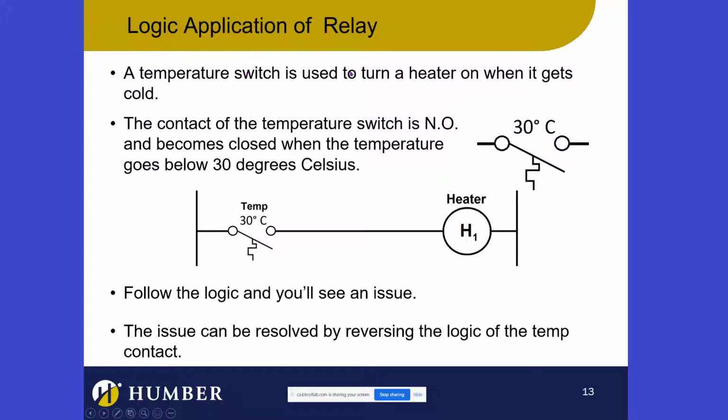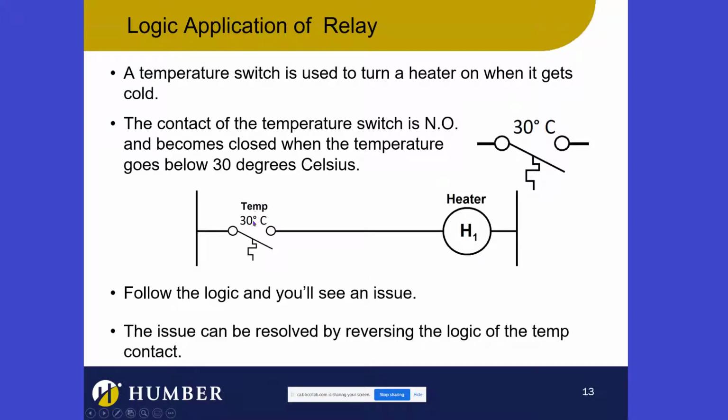The temperature switch is used to turn a heater on when it gets cold. I think that makes sense. The contact of the temperature switch is normally open, and it becomes closed when the temperature goes below 30 degrees Celsius. So if it goes below 30 degrees Celsius, this closes. Now, is there a problem? Follow the logic and you'll see an issue.